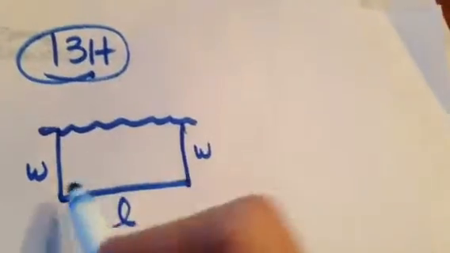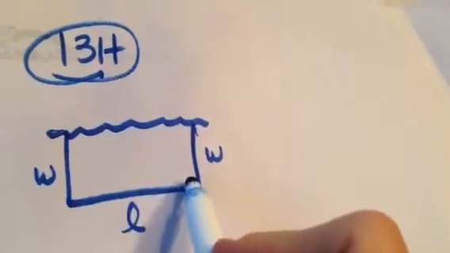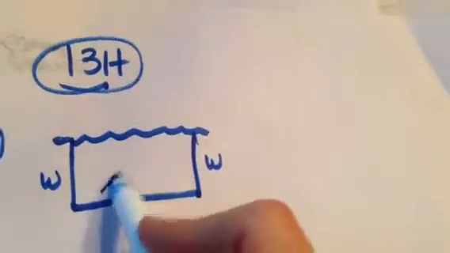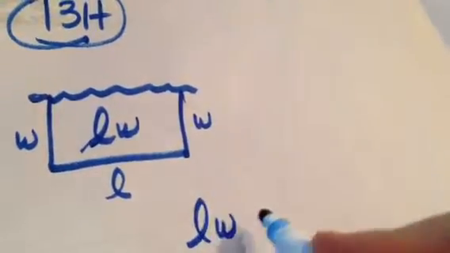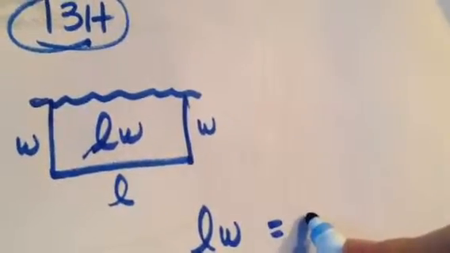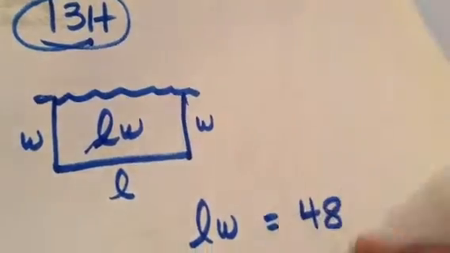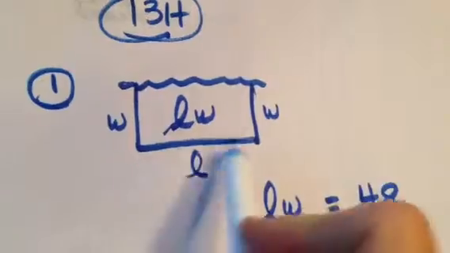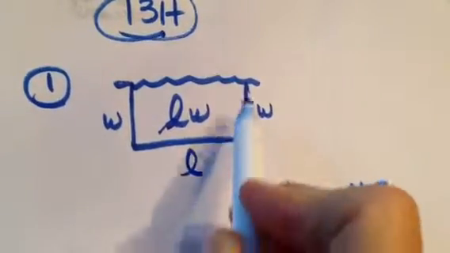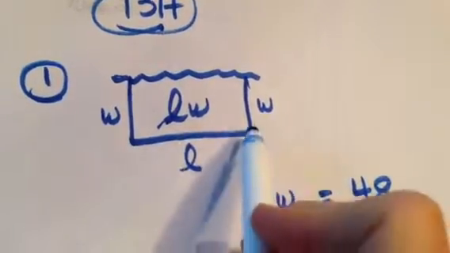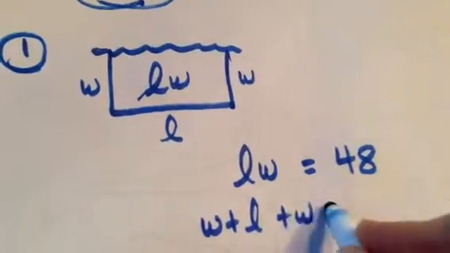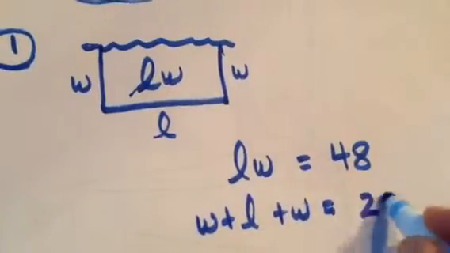All right, and hopefully you remember how to find area, because it told me the total area was 48. Remember how you find the area of a rectangle? It's length times width. So I know that my length times my width is, what did it say? 48. Okay. I also know that I only used 20 feet. So when I add these all up together, W plus L plus W, it should add up to 20.